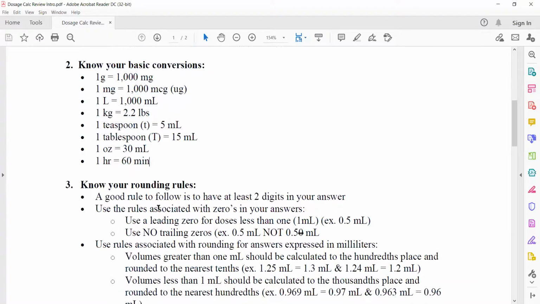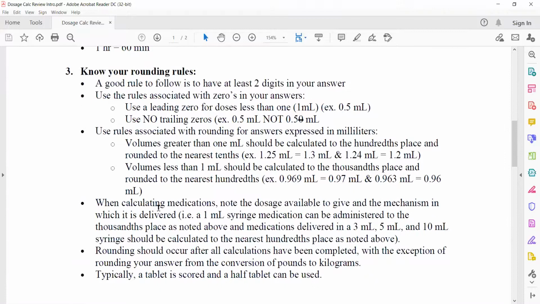Here's what's going to get you on these Blackboard tests: your rounding rules. A couple of things. A goal is to make sure that your answer has at least 2 digits in it. So if you have 2, 2's fine, okay? But if you have 2.5, technically that's a better answer. And if you have 0.2, you want to make sure you have a 0 in front of it.